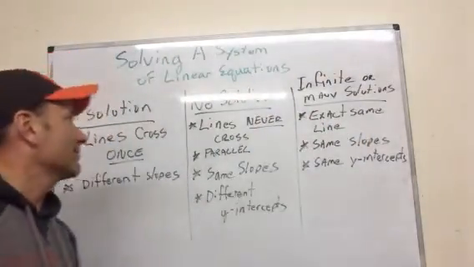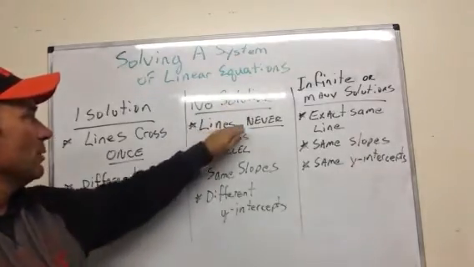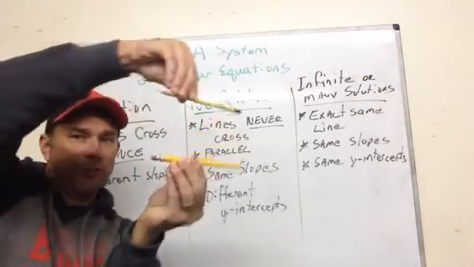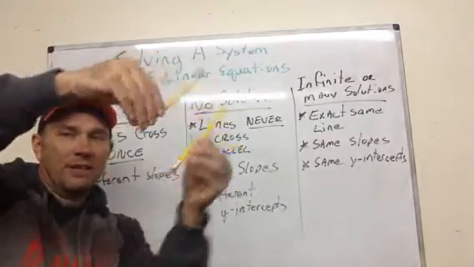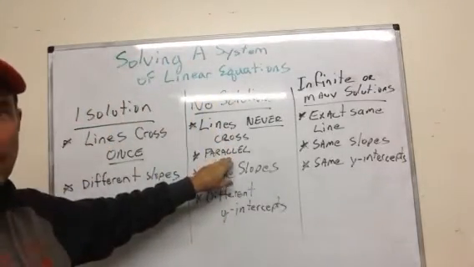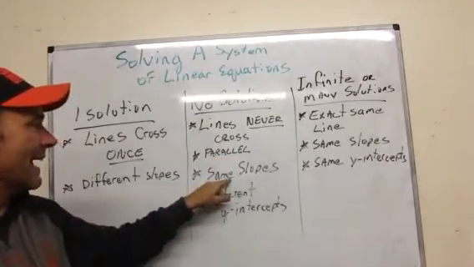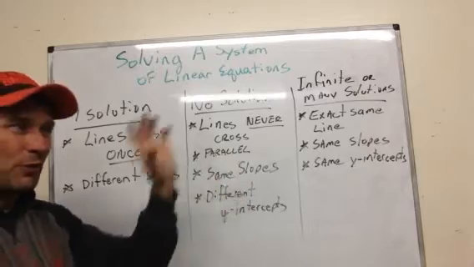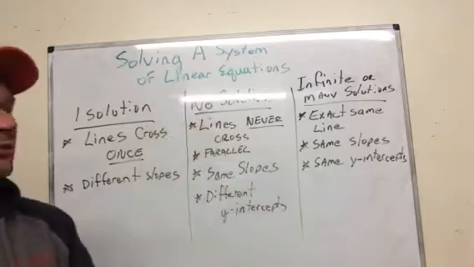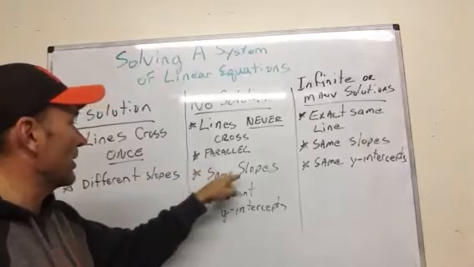The next possible solution is where we have no solutions. Now this is going to be where our lines never cross. Maybe something like this, or something like this. These lines will never cross because they are parallel. Now if you remember back from geometry, parallel lines have the same slopes. So if you can see that it's y equals 3/4 x plus 10 and y equals 3/4 x plus 15, you automatically know it has no solution because the slopes are the same.